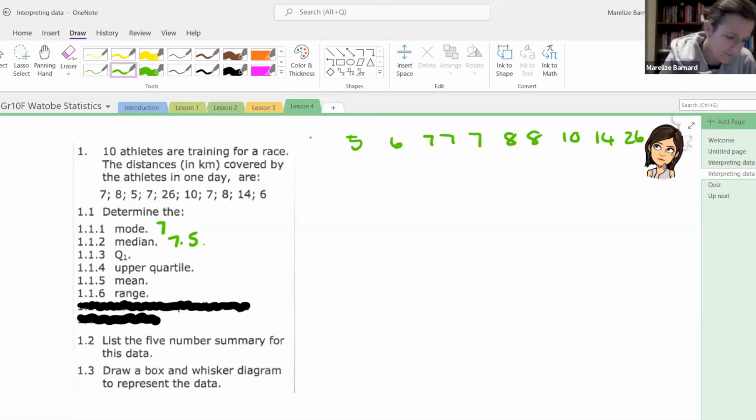First of all, ma'am, my formula for the median is n plus 1 divided by 2. Which is our n, we have 10 numbers there in our data. So I said 10 plus 1 divided by 2, it got me 5.5. And that was my position for the median. So the numbers between the 5th and 6th positions were 7 and 8. So I said 7 plus 8 divided by 2 is equal to 7.5. Yes. Well done. So you did it that way. That's perfect.